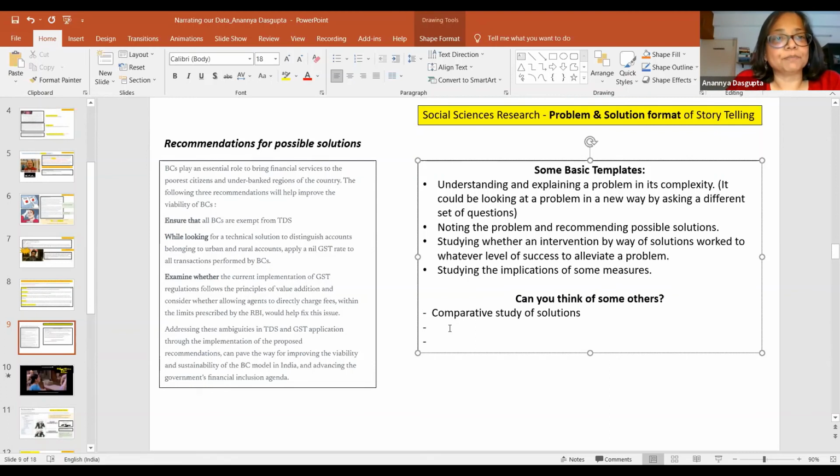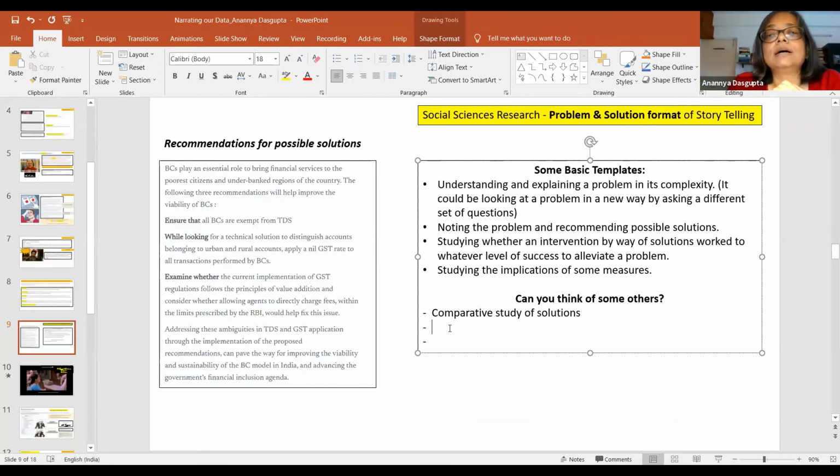So I think the important thing there is to figure out the basic template. You needn't feel that you have to recommend a solution; that is actually not part of the basic template. If you feel that your research work lends itself, as you said, to straightforward recommendation, then fine. But if it doesn't, right?